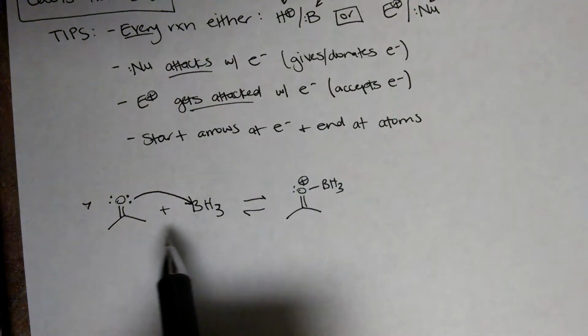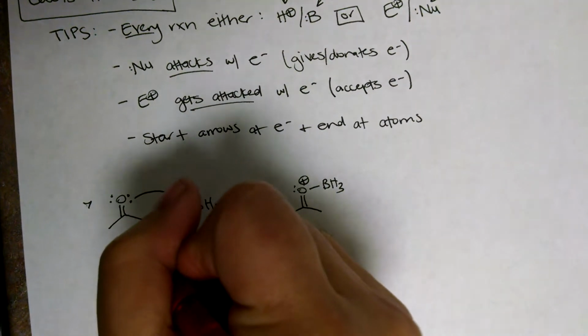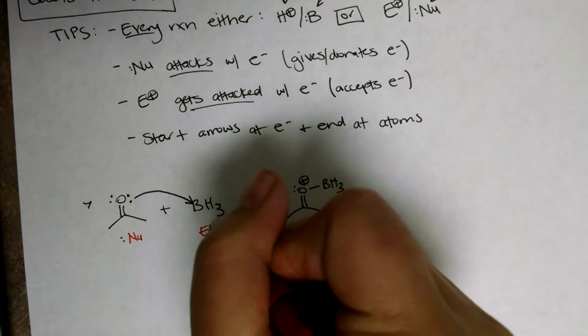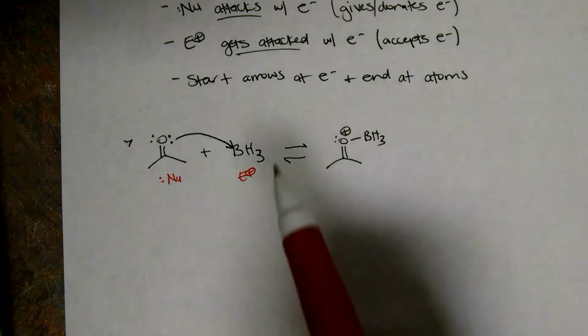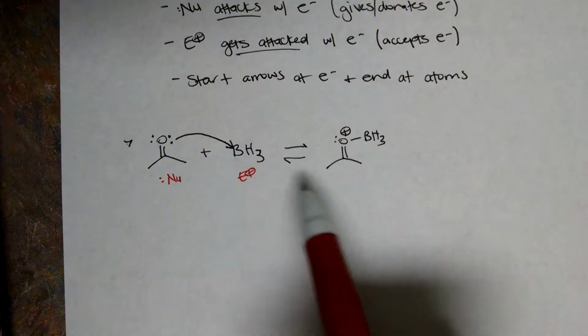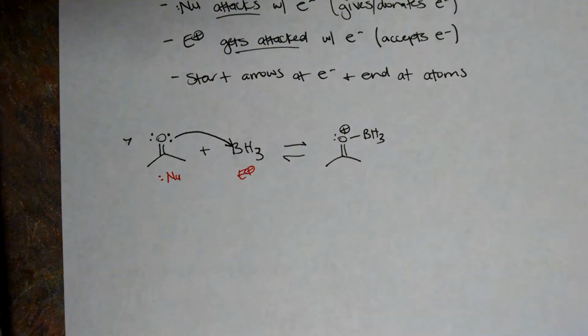So here, which one's the nucleophile? Which one's the electrophile? Nucleophile attacks. Here's the nucleophile. Here's the electrophile. Electrophile gets attacked. And yes, if you want to be distinct, this is the Lewis base, this is the Lewis acid, this is the Lewis acid-Lewis base complex, but I don't care as much.